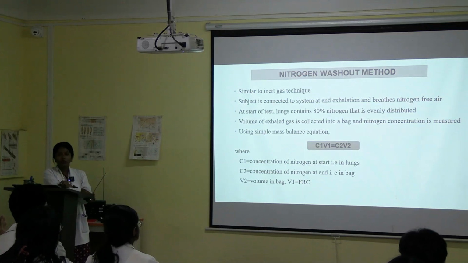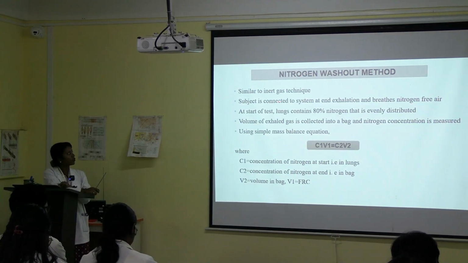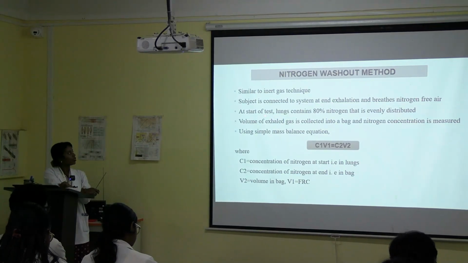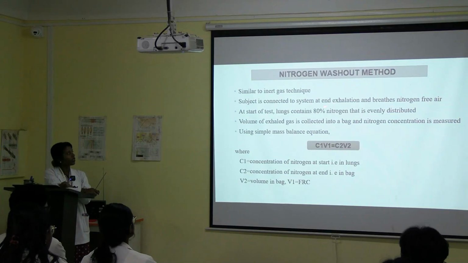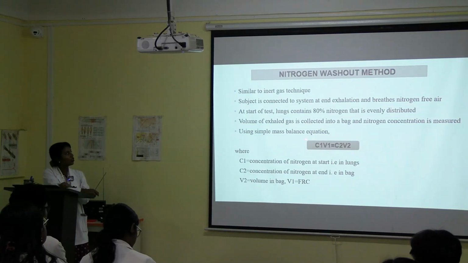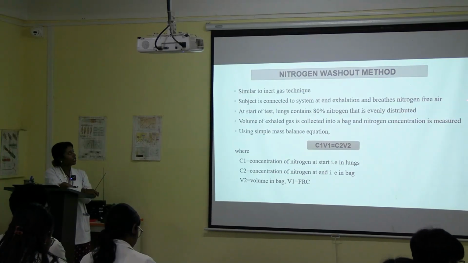Another method is the nitrogen washout method. The subject will be connected to a system at the end of exhalation, and will breathe nitrogen-free air. At the start of the test, the lung will contain a certain concentration of nitrogen. Here we are taking it as 80%. Nitrogen is evenly distributed.